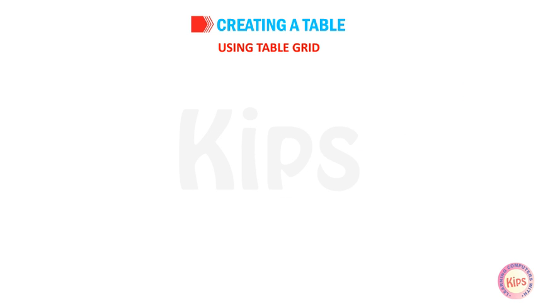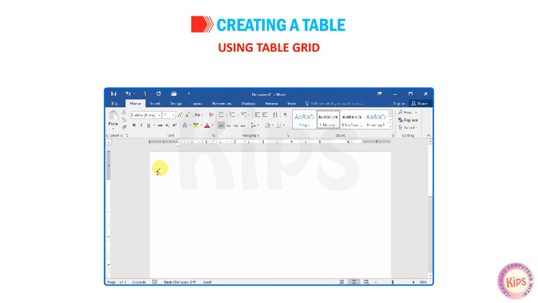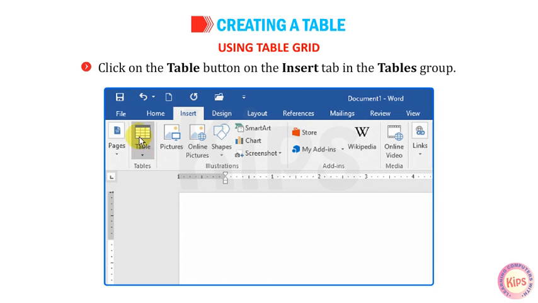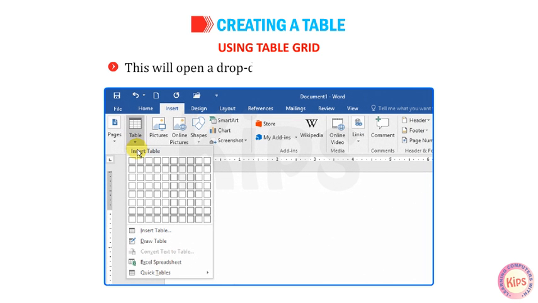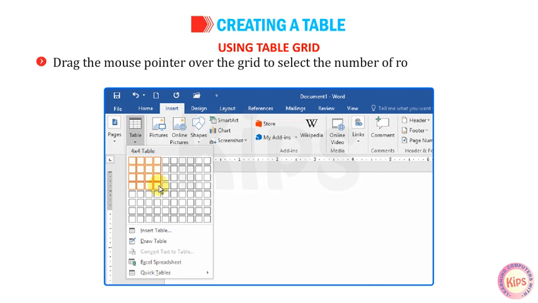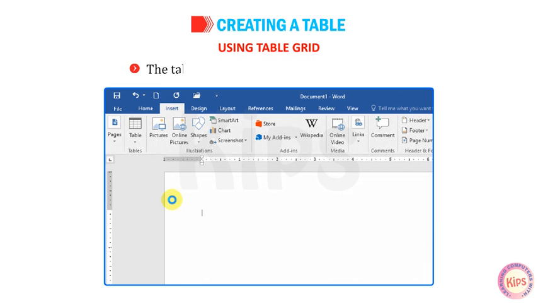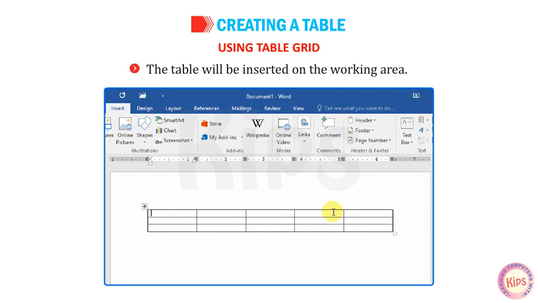Let's learn how to use Table Grid first. Click on the Table button on the Insert tab in the Tables group. This will open a drop-down menu that contains a grid. Drag the mouse pointer over the grid to select the numbers of rows and columns you want in the table. The table will be inserted on the working area.